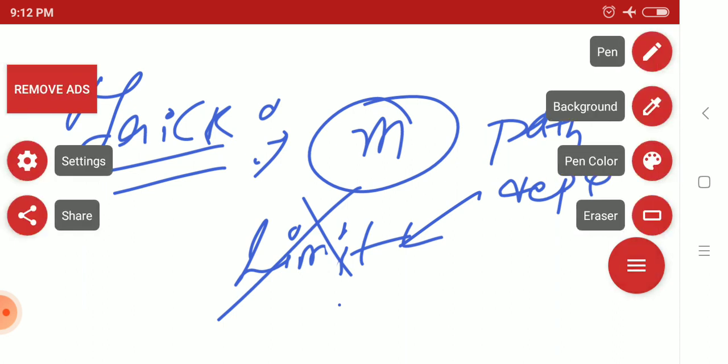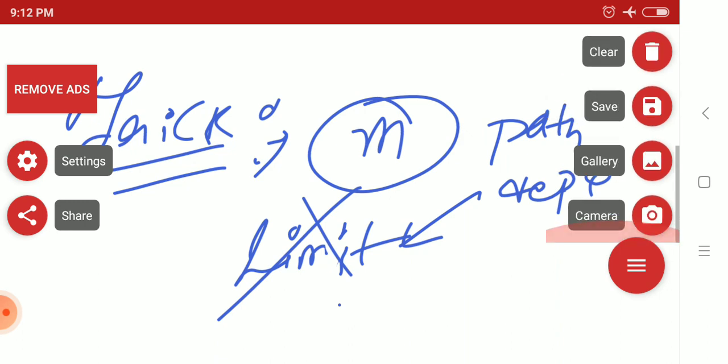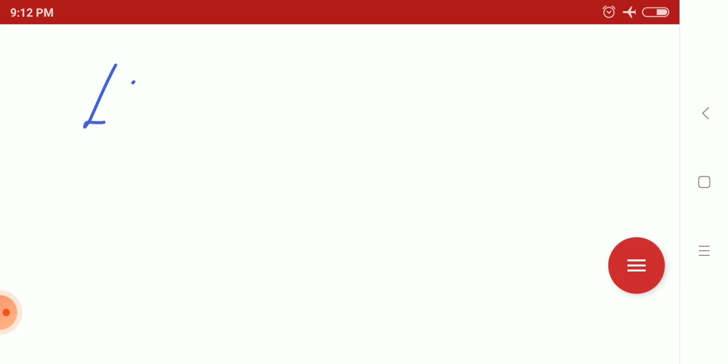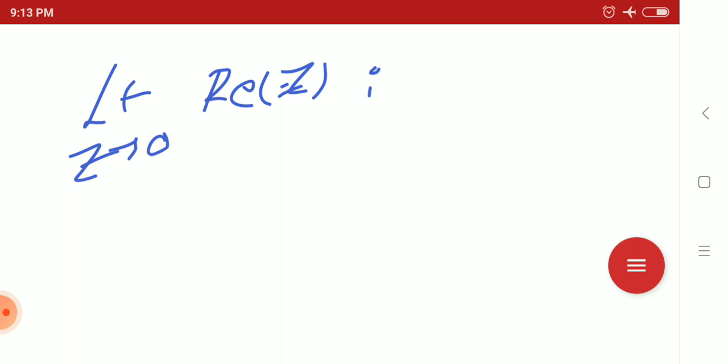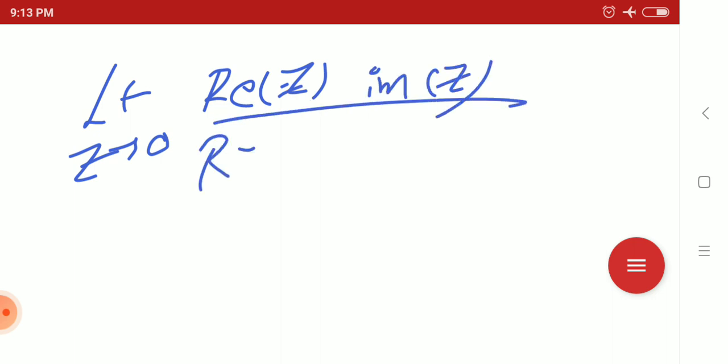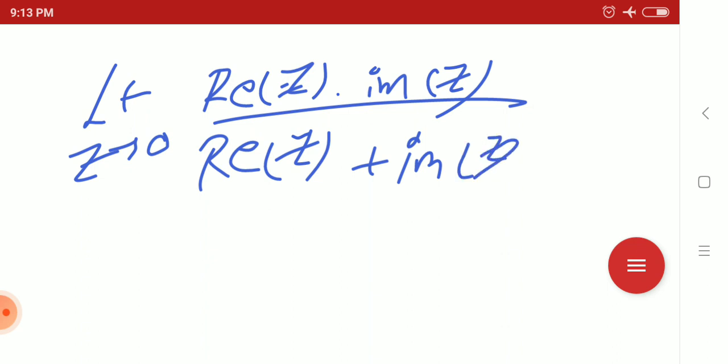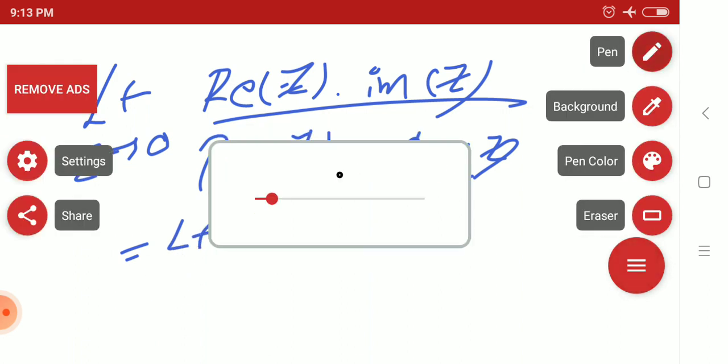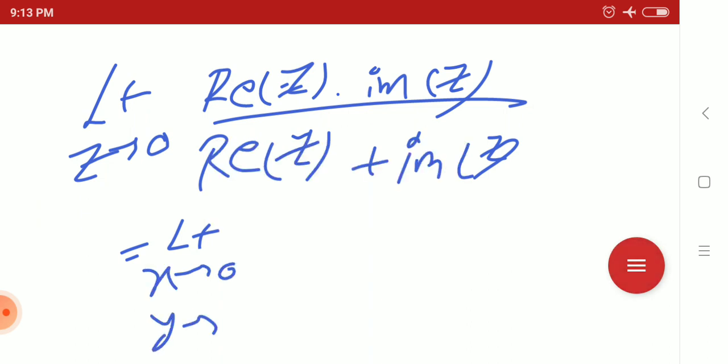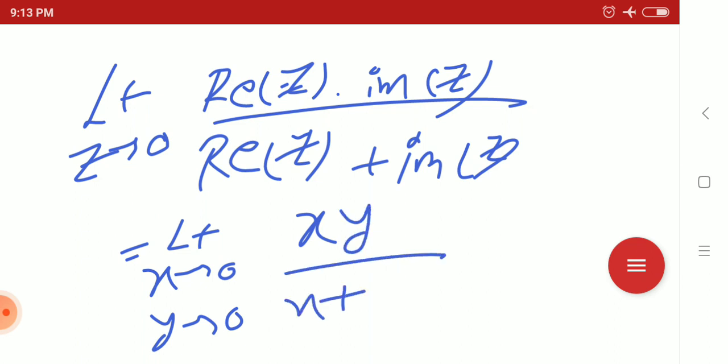Let's take another example so that it will be totally clear. Suppose you are writing the limit as z tends to 0 of real part of z times imaginary part of z divided by real part of z plus imaginary part of z. Here there is no plus sign in the numerator, it means multiplication. If we convert it into x and y terms, the real part of z will be x, the imaginary part of z will be y, giving xy divided by x plus y.